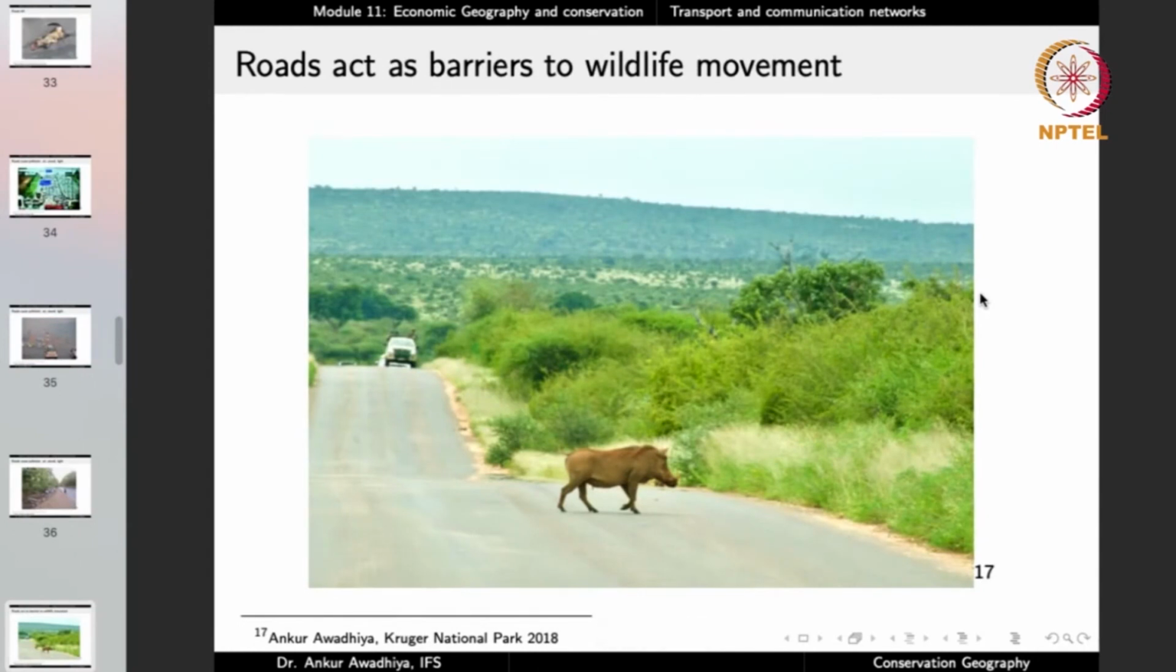Then roads act as barriers to wildlife movement, which means that if an animal is trying to cross the road and it sees a vehicle, and especially if the vehicle is at a distance or if there is a lot of sound, then the animal feels anxious, it feels afraid, and it turns back. Once that happens, the animal is unable to cross the road. Now, that would not have been an issue if the animal did not have a necessity to cross the road.